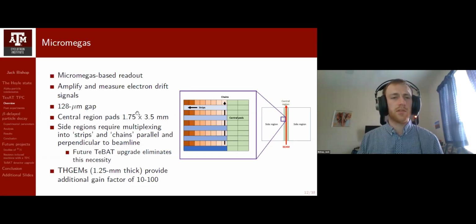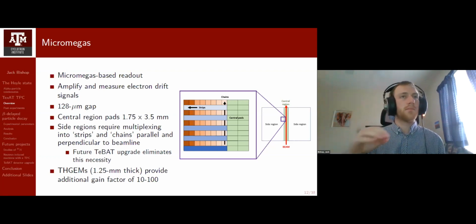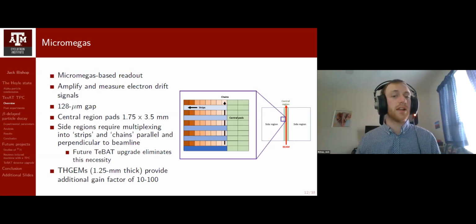And these are particularly going to be useful when we're studying very low energy particles, which are the far side of the Bragg peak. So their energy loss per unit length is going to be very small. So we need to get whatever gain we can to be able to see them above the noise.